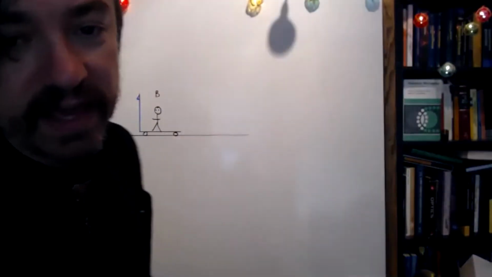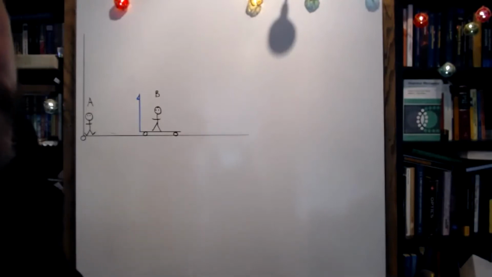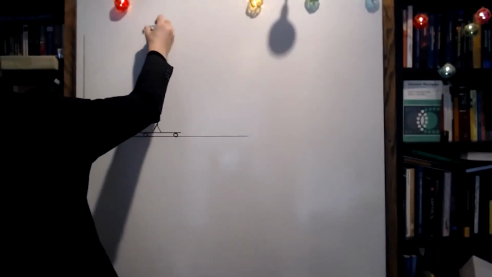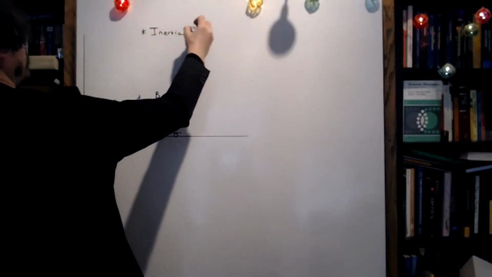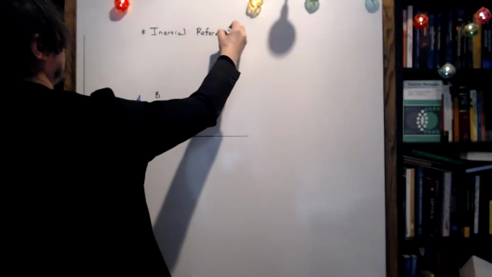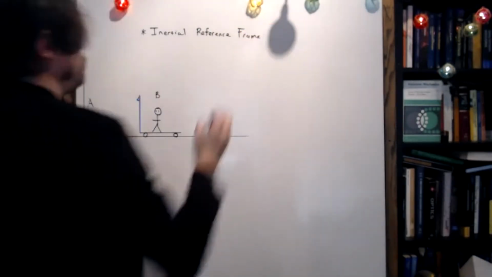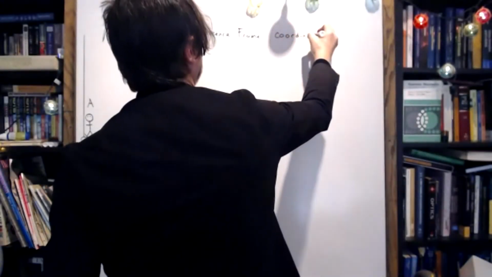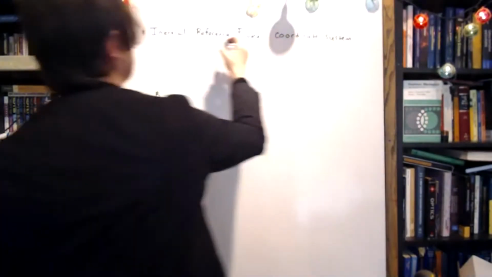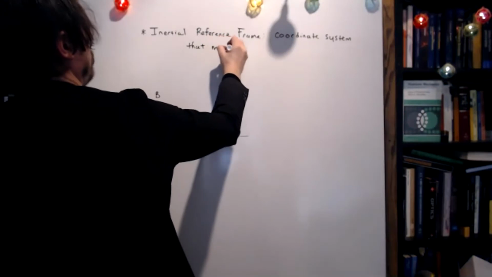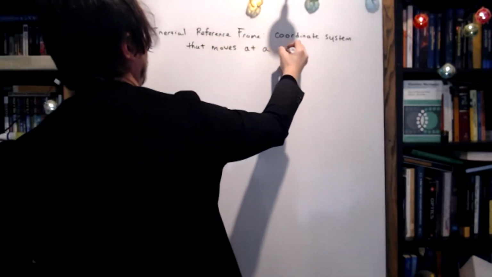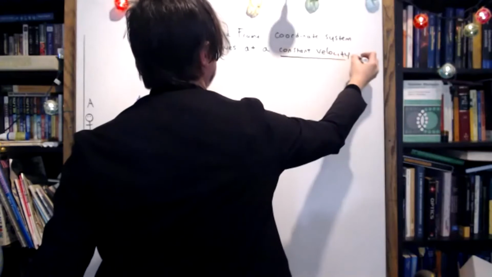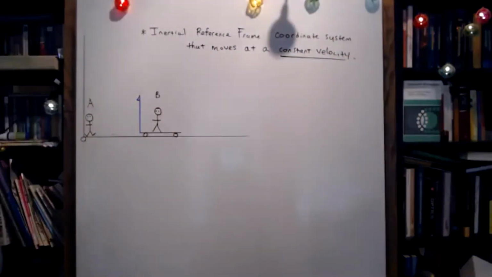In physics, there is a concept called the inertial reference frame, and this is the first vocabulary term that you need to learn today. So introducing the inertial reference frame. An inertial reference frame is a coordinate system that moves at a constant velocity. And I'm underlining constant velocity because that's the key idea.